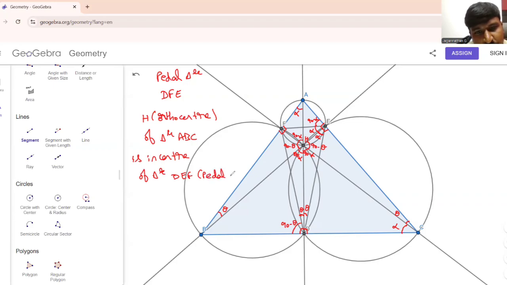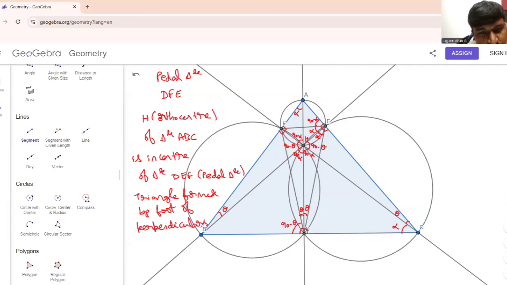What is a pedal triangle? It is nothing but the triangle formed by the feet of perpendiculars of any triangle, of our original triangle.